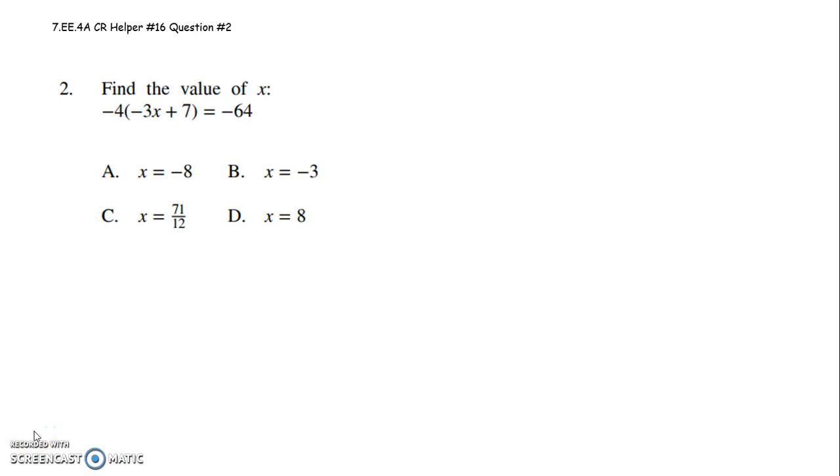All right, 7th graders, this is to help you with question 2 on CR16. It says find the value of x. That's an equation that we're going to solve. -4 times, within parentheses, -3x plus 7. And we're setting that equal to -64.